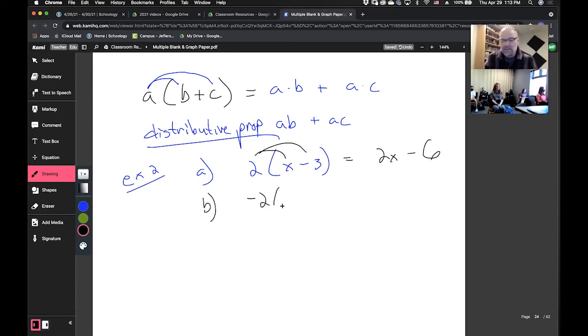Let's try this. How do you do this one? What do you end up with? Negative 2x plus negative 6. Perfect. That's it. That's not bad, right? Let's skip down. Let's keep going. Let's try C here. Negative 2 times x minus 3.